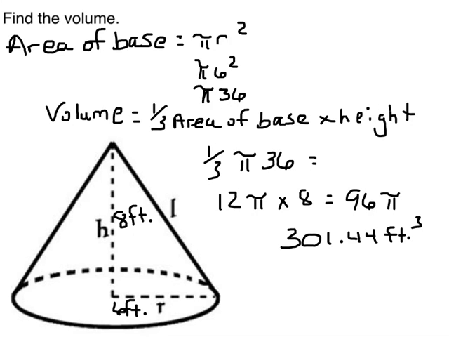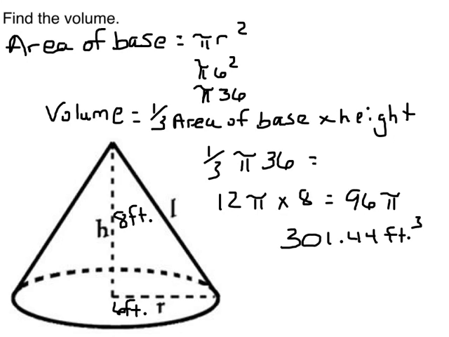Okay, so here's a cone, and we're going to try to find the volume of this cone. So the first thing we have to do is find the area of the base, and we know that the radius is 6 feet, and that our formula is pi times the radius squared, so it would be pi times 36, and then we would take 1/3 of that.